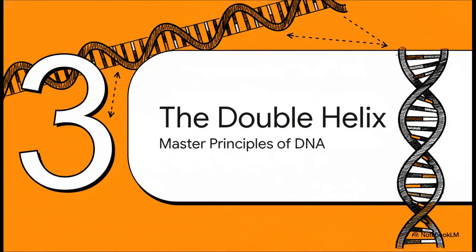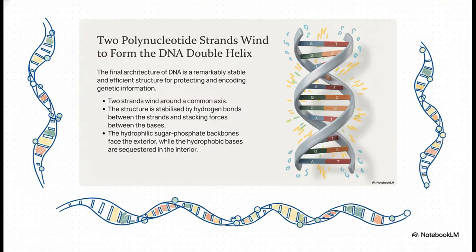We've built a single chain, but that's only half the story. DNA's true power, its iconic form, is the double helix. So let's see how that final masterpiece gets assembled. And there it is, the famous DNA double helix. It's 2 of those chains we just built twisting gracefully around each other. And notice the brilliant design here.